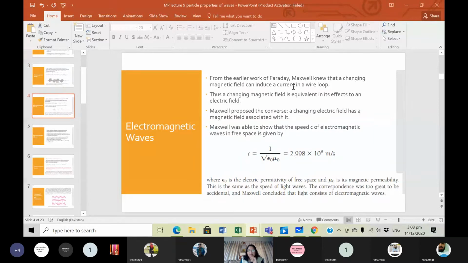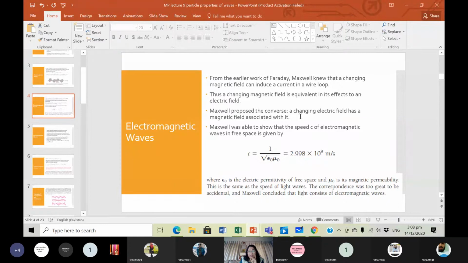From the earlier work of Faraday, Maxwell knew that a changing magnetic field can induce a current in a wire loop. You must have studied in electrodynamics that if we have a changing magnetic field, it can induce a current in a wire loop, right? So a changing magnetic field is equivalent in its effect to an electric field. Why are we discussing this? Because these are certain properties of electromagnetic waves and how we can understand these waves.